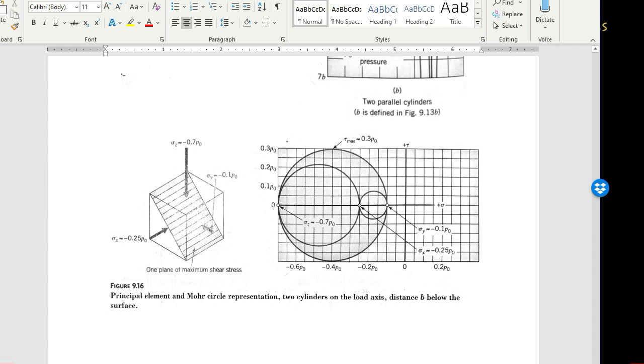downward pressure. From a design perspective, this is pretty useful to understand this type of contact and to understand the relationship between the max shear that develops in a material. And this all comes out of the Hertzian contact theory.